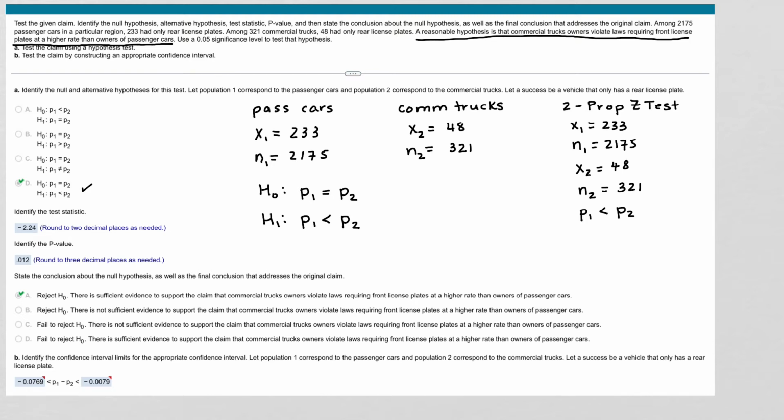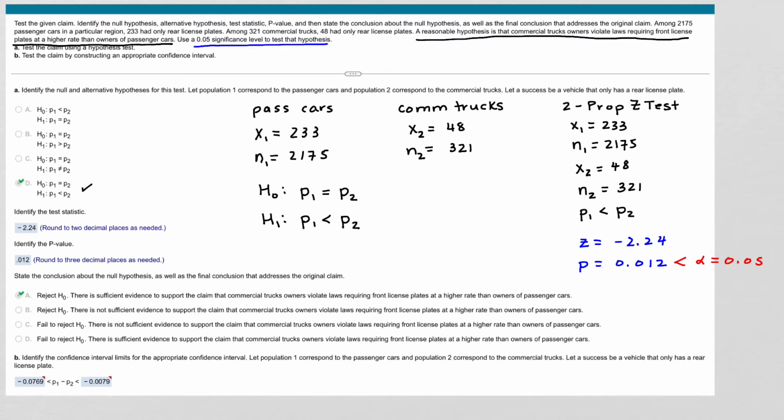And we get our test statistic of negative 2.24, and our p-value rounded to 3 places is 0.012. Now I look for alpha, and that's given here. It says alpha is 0.05. And that is larger than our p-value, which means we want to reject the null hypothesis.